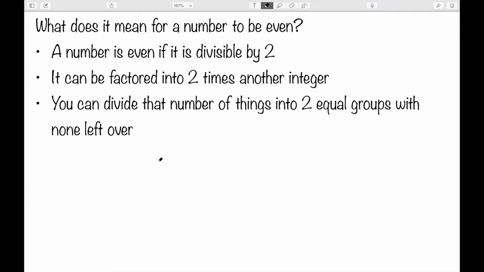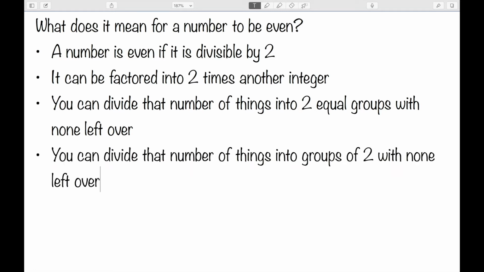We could also say that we could divide that number of things into 2 equal groups with none left over. Finally, you can divide that number of things into groups of 2 with none left over. So these are all different ways that we could describe and define what it means for a number to be even.